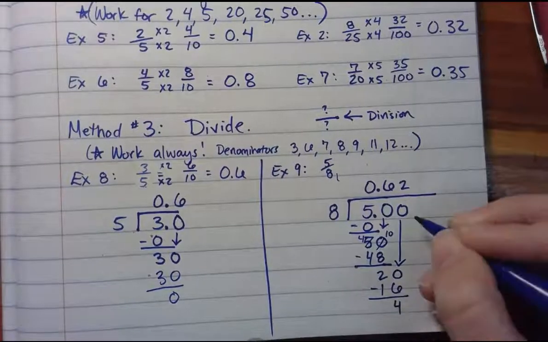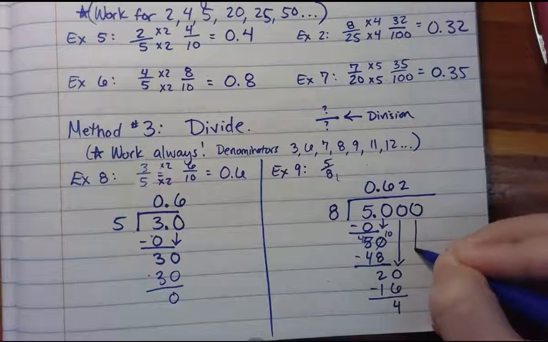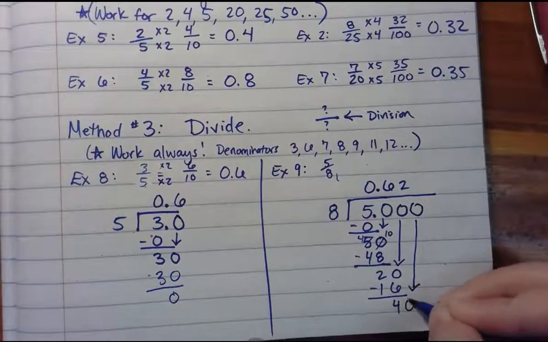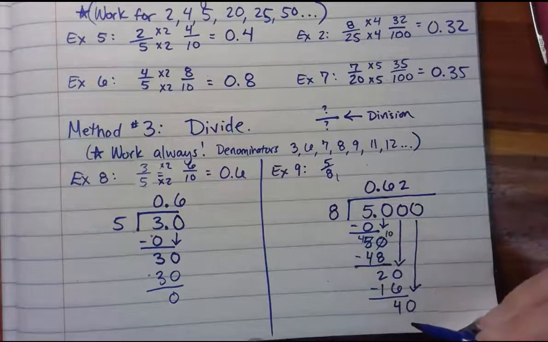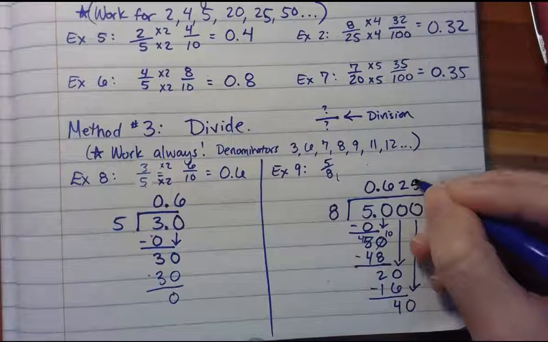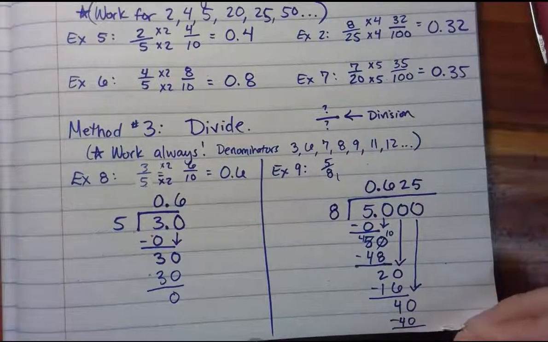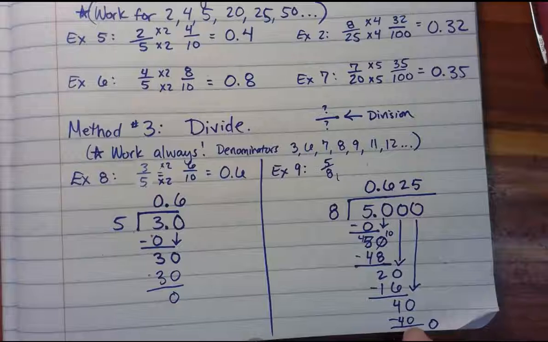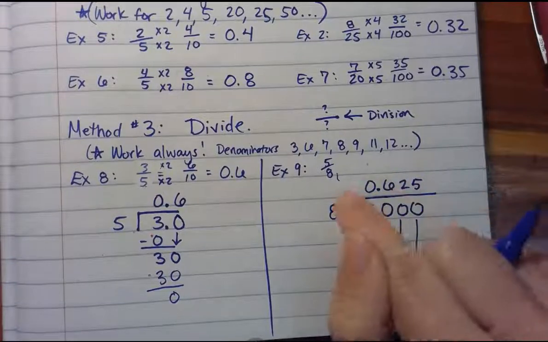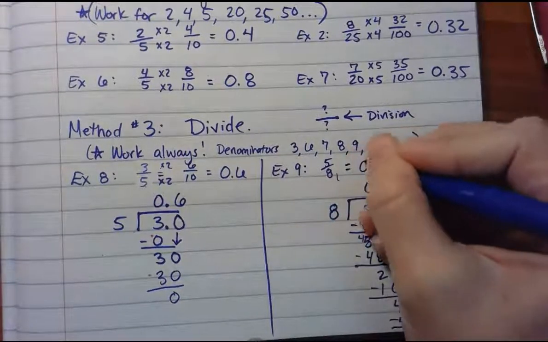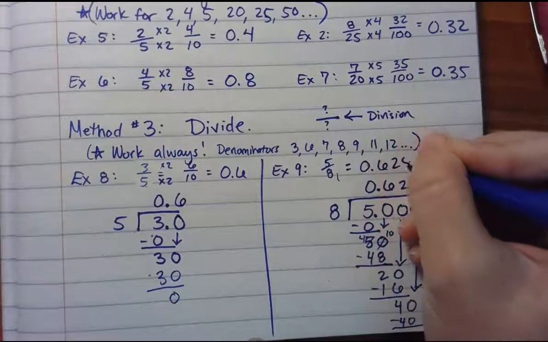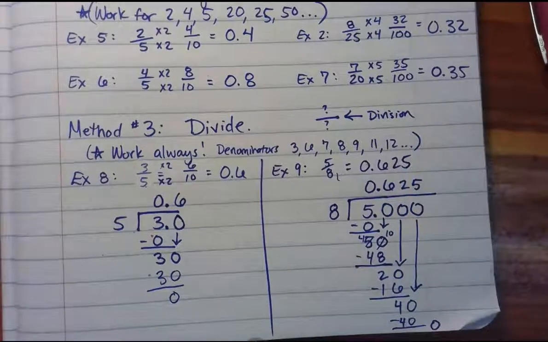We still haven't got a 0, so I'm going to add another 0 and bring it down. That gives me 40. And 8 goes into 40, actually evenly, 5 times. 5 times 8 is 40. And here's how I know that I'm done. I get a 0 remainder. And so the decimal equivalent for 5/8 is 0.625.